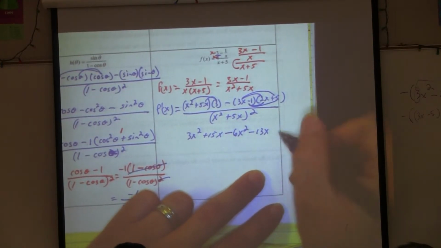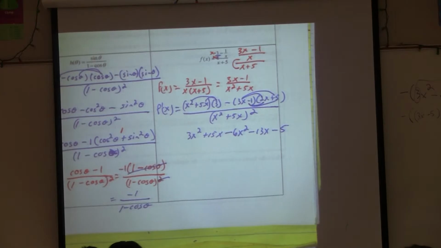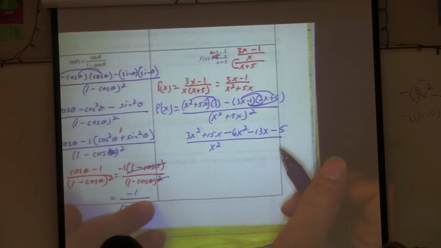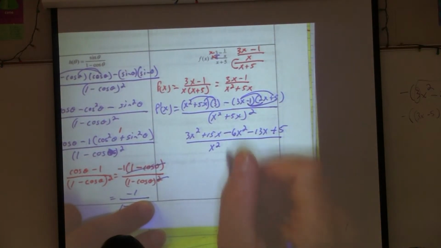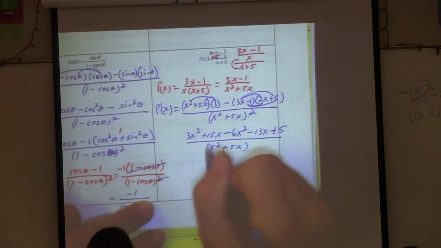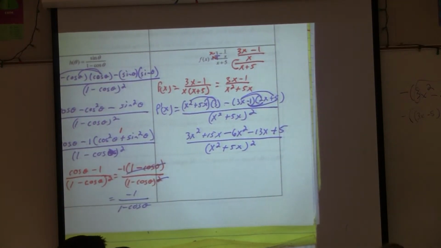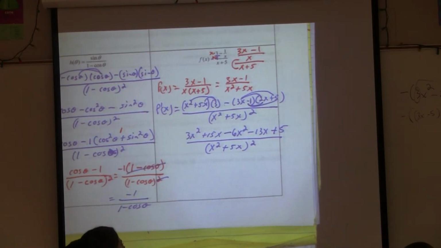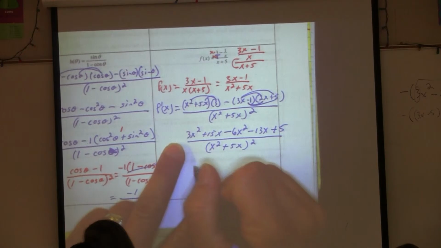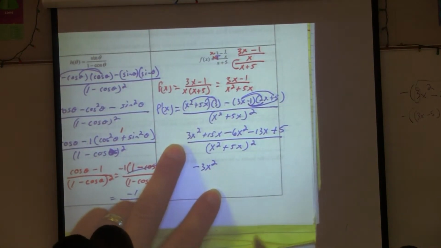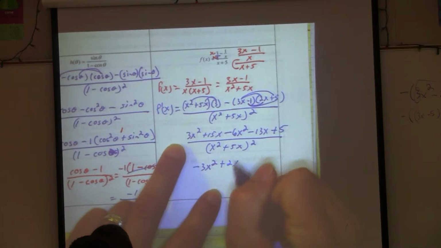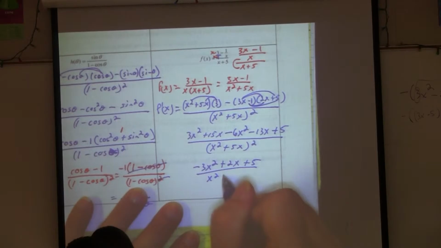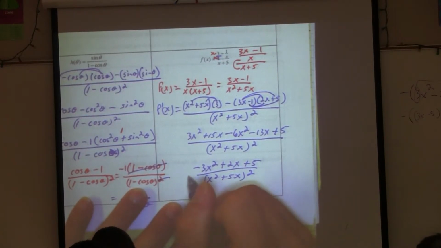Negative 1 times 5? Minus 1. All over positive 5. Oh yeah, it becomes positive 5 because this was negative and then the negative. You're right, good. Making sure you were listening. That's why I make mistakes on purpose. Good? Any like terms? Everybody makes mistakes. Everybody has those things. So negative 3x squared plus 2x plus 5 over x squared plus 5x squared.